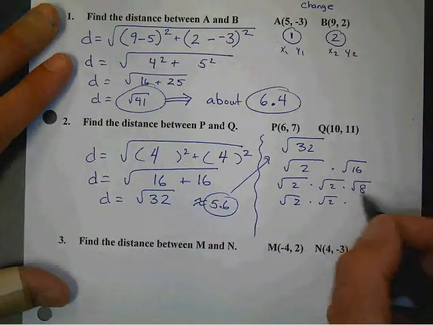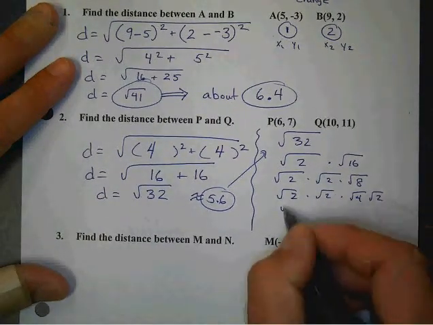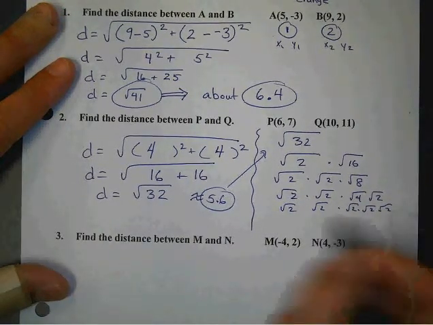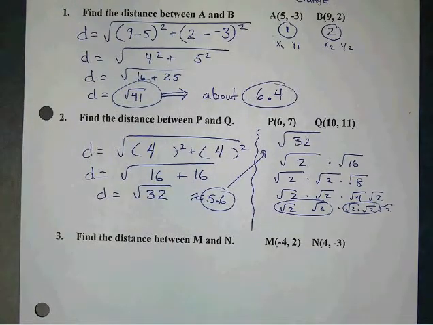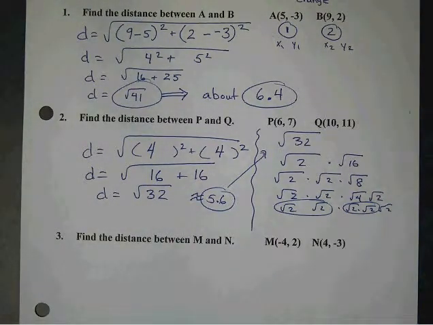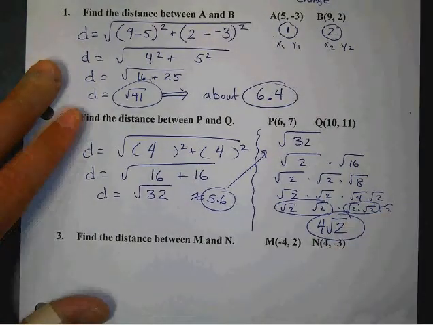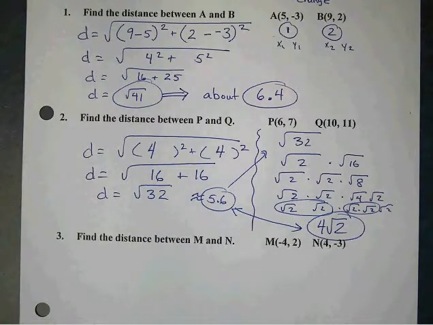Break down my 8, 4 and 2. So I break down my 4, 2 and 2 and 2. There's my pairs. A pair of 2's square rooted comes out as a 2. So 2 times 2 is 4. So my exact answer is 4 root 2. My approximation is 5.6. You need to be able to do both.